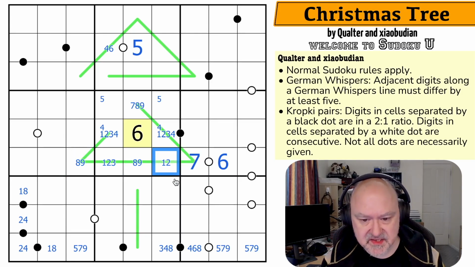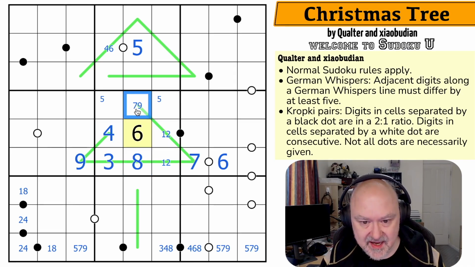7 can't be next to 3 or 4, they're only 4 apart. 4 is only 3 apart and 3 is only 4 apart. These are a 1, 2 pair, making that the 3, that the 4, which makes that the 9, that the 8. The 8 takes 8 out of there.